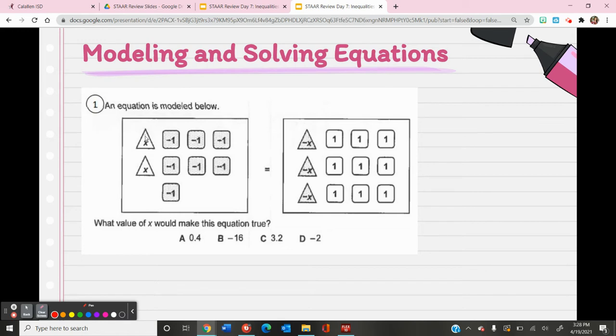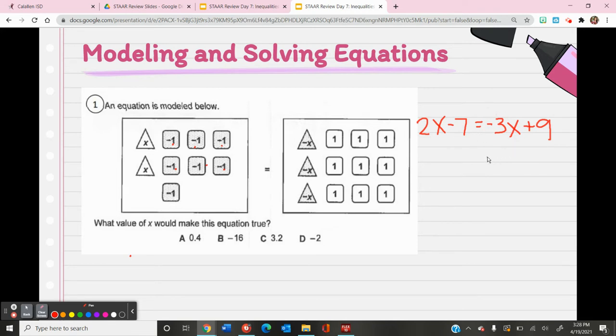So here I have 2 x's, so my equation is 2x. I have 1, 2, 3, 4, 5, 6, 7 negative 1's, so this is minus 7. And this equals 1, 2, 3 negative x's, so negative 3x. And this is 1, 2, 3, 4, 5, 6, 7, 8, 9, so plus 9. So now that I have modeled my equation, I want to go ahead and solve for my equation.